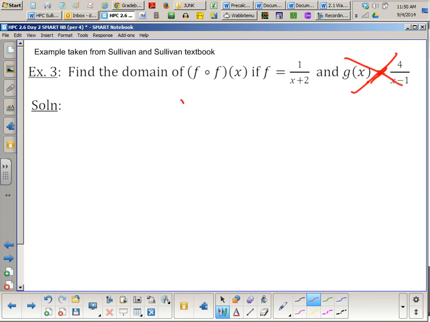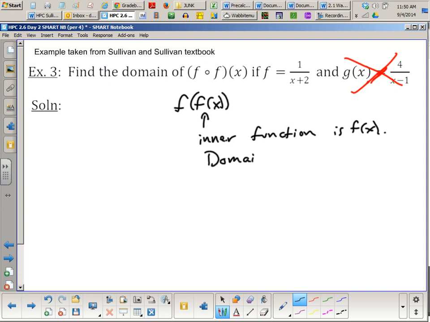Okay, so obviously f of f just means f of f of x. So the inner function is f, the outer function is f. Okay, so I'm going to write that. I'm doing all my examples the exact same way. Inner function is f of x. The domain is x cannot be negative 2. Okay, circle it. It's part of your answer.